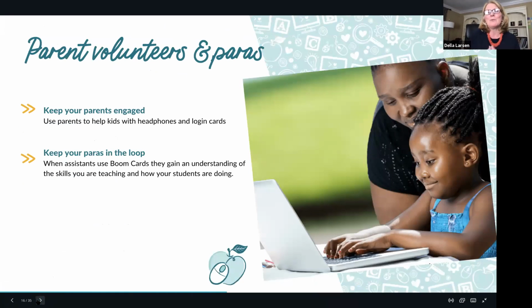So I actually have a couple extras. I know in the first slide, we stopped at homework, but I have a couple other ways to use Boom in your class. And one of them is with parent volunteers.